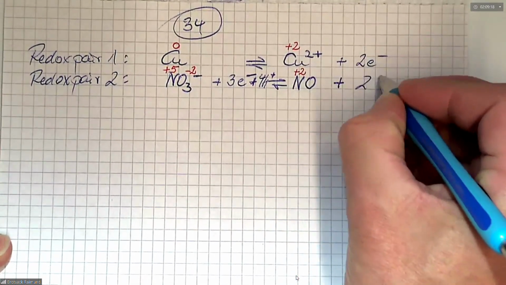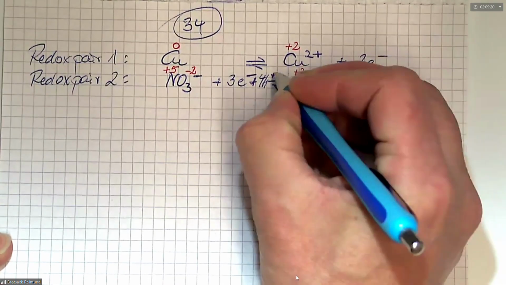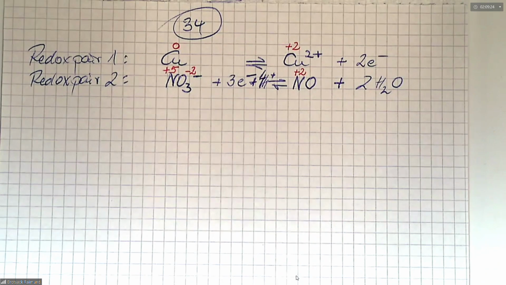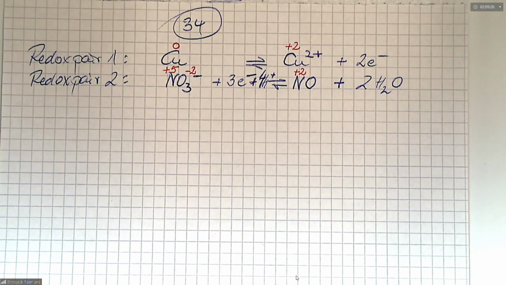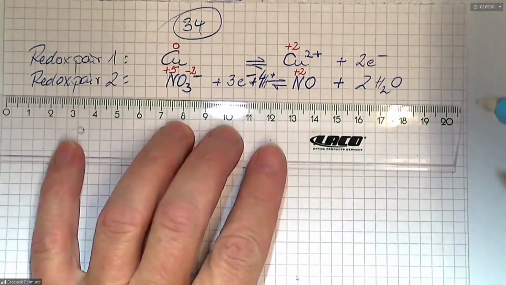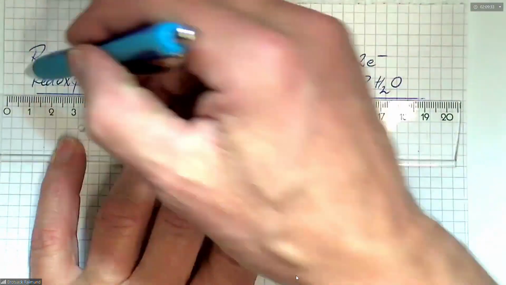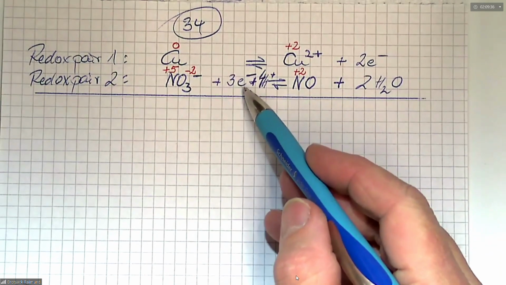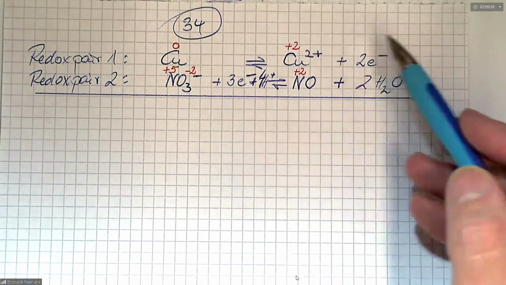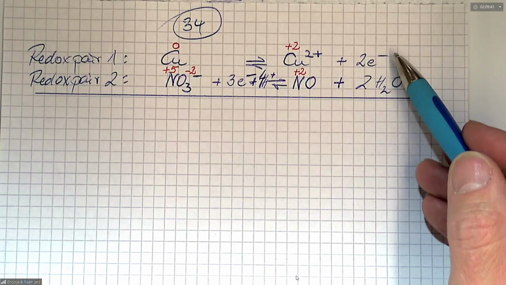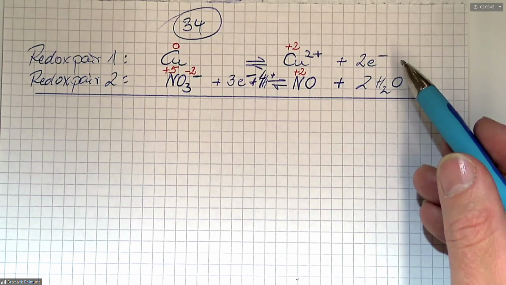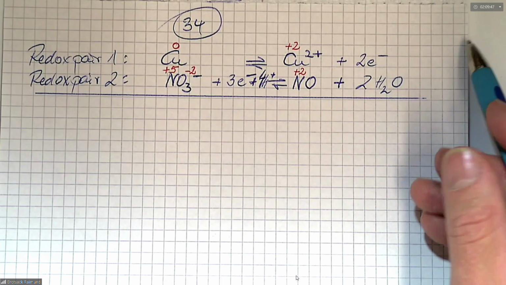2. So now this is done, but when we now try to create the overall redox, again, check the number of electrons. Here we have 3, here we have 2. It must be a transfer of the same number. So how can we do that?